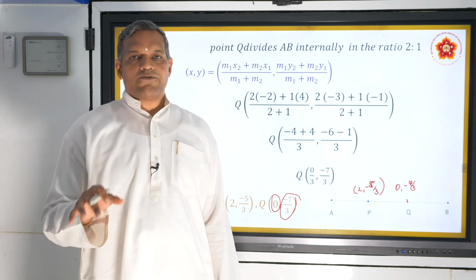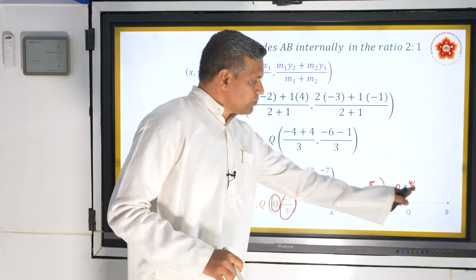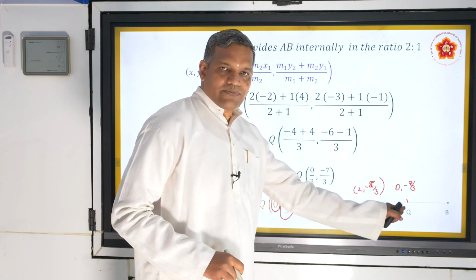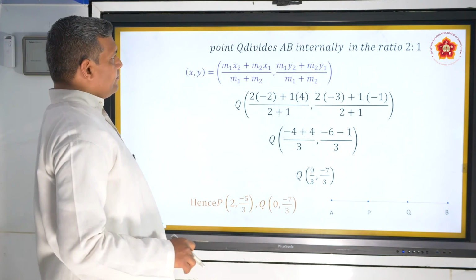Are you understanding? You felt it was a little difficult initially, but it is very easy. Trisection means 1 is to 2. Even if you take this point, it is 2 is to 1. That's it. We'll go to the next model sum.